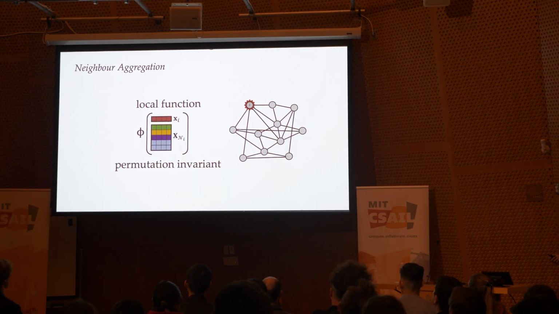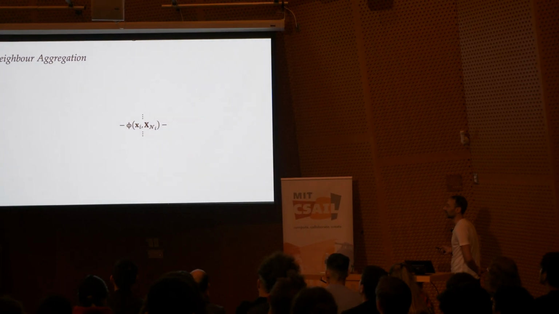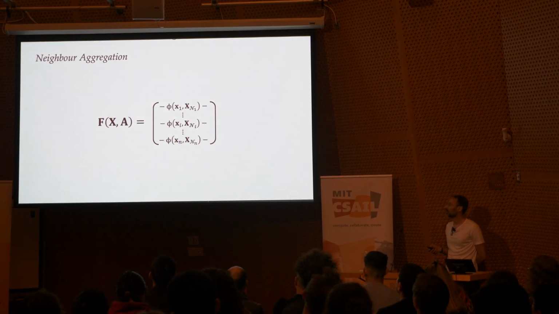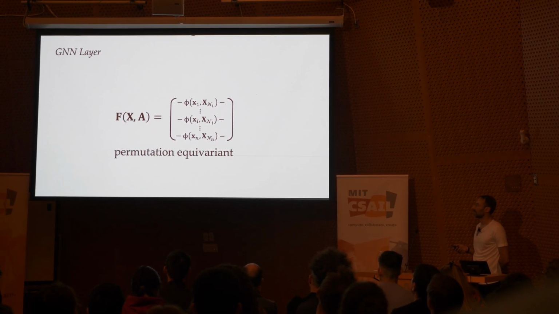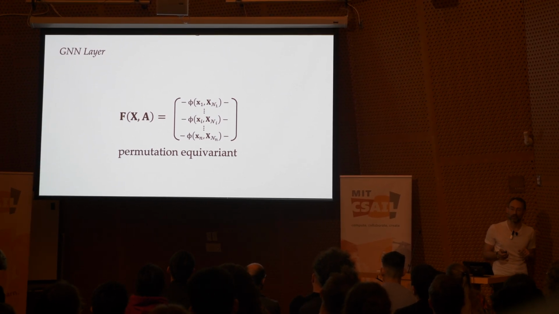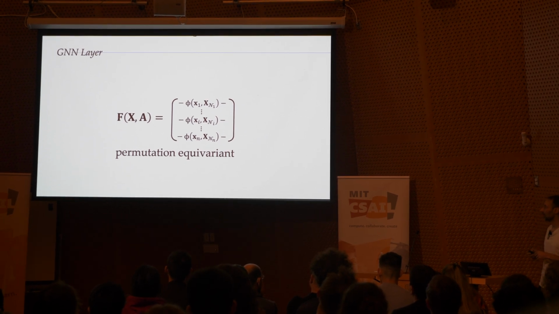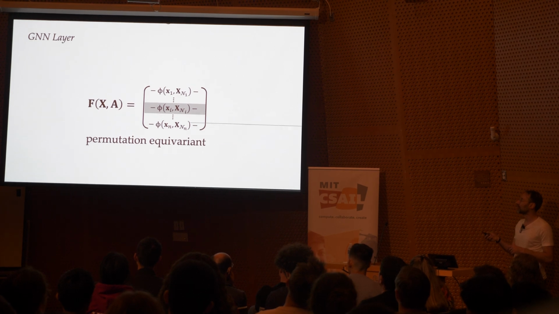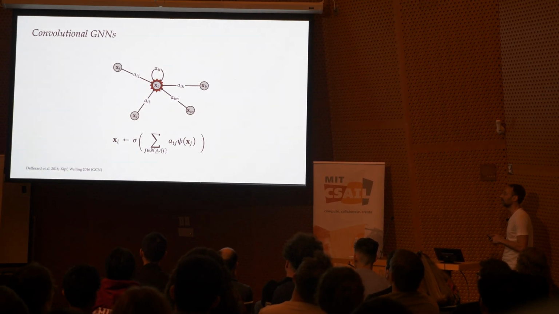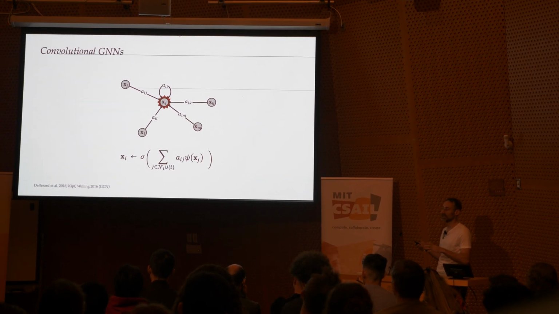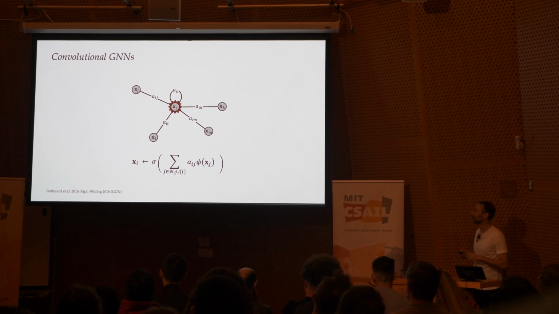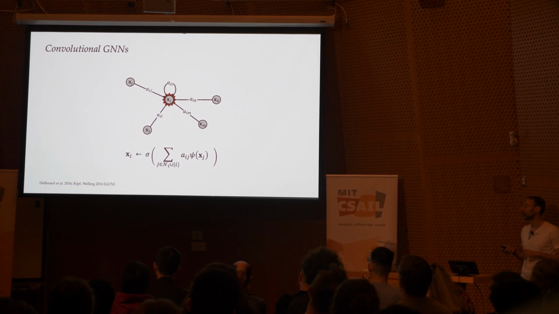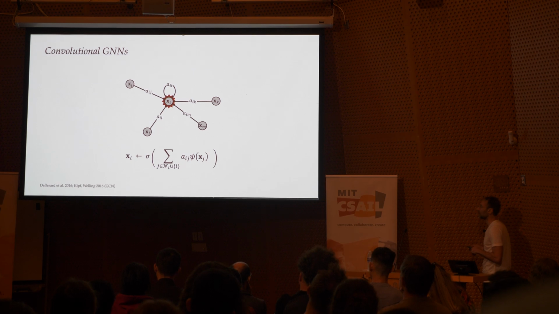Now, if we apply the same function at every node of the graph, right, so that's the message passing procedure, we get a function that is permutation equivariant, right? So if we change the order of the inputs, the outputs change in the same way. Now, most of the graph neural network architectures differ in the way that this function phi is defined, so we can distinguish between very simple architectures that just do linear aggregation of the node features. These are called convolutional GNNs.